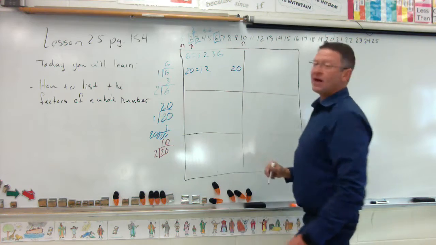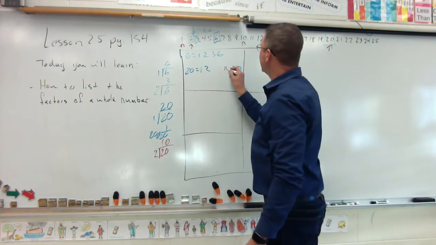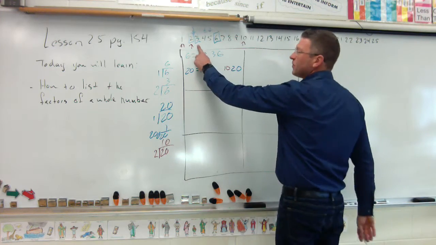Here I am, I'm at 10. I don't have to worry about all these. These don't go into 20. The next biggest one was 10. So now I'm going to go to 3. Does 3 go into 20?